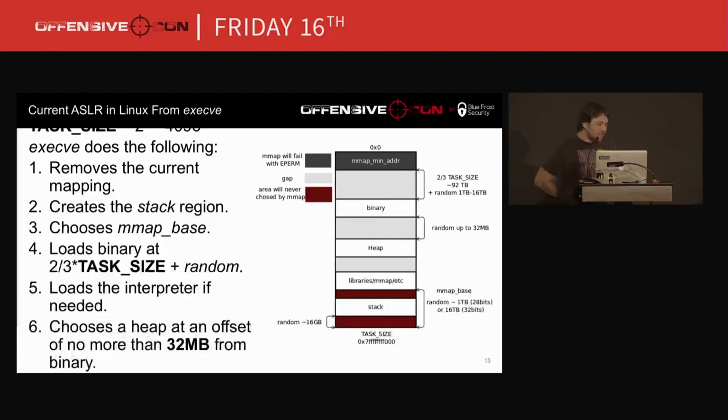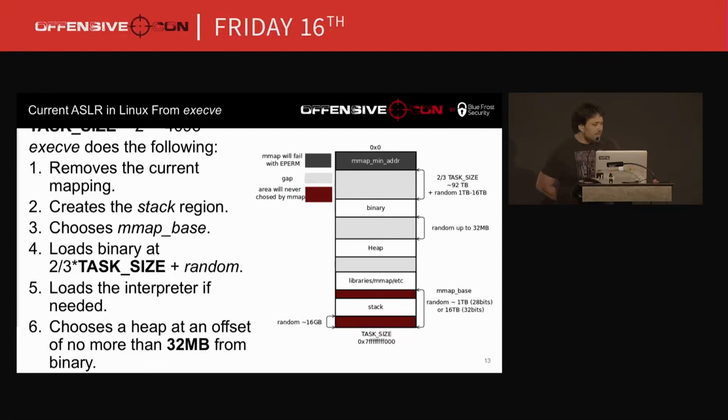First of all, from the exec system call that creates a new process in Linux, the following things happen. The current mapping is removed from the process, and it starts with creating a stack region. After the stack region, the operating system chooses an mmap base, a special value that later will be used to make any mmap system call, to make any address from it. So this is somehow a higher border at which mmap will choose an address.